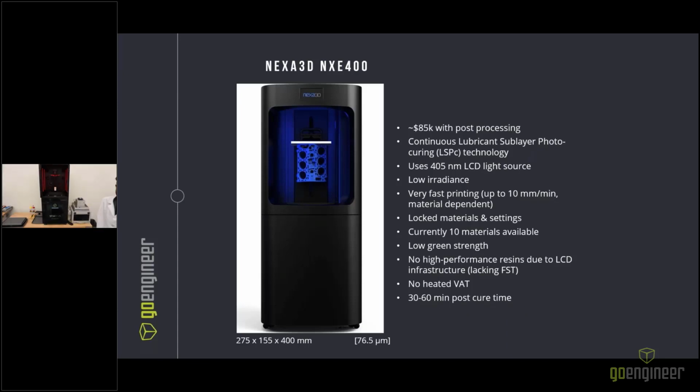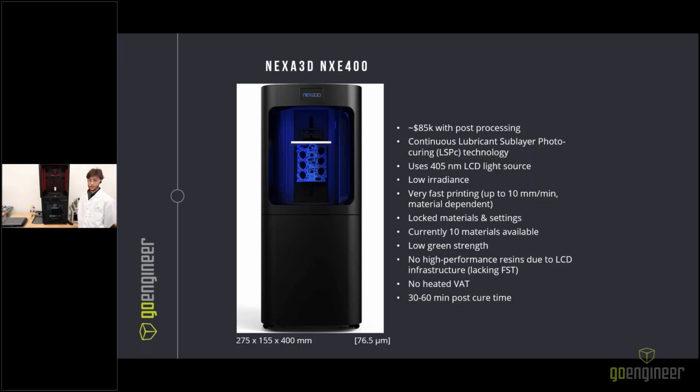Nexa offers the NXE 400. This is not a DLP machine. This is an LCD printer. So instead of a high power 4K projector and DMD mirror, it uses essentially an oversized tablet screen to cure the material. This has a much lower irradiance or power output, leading to a much lower green strength. This machine can print extremely quick with the materials they have tuned to print very quick.